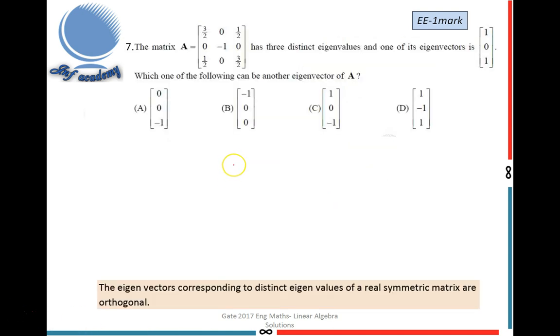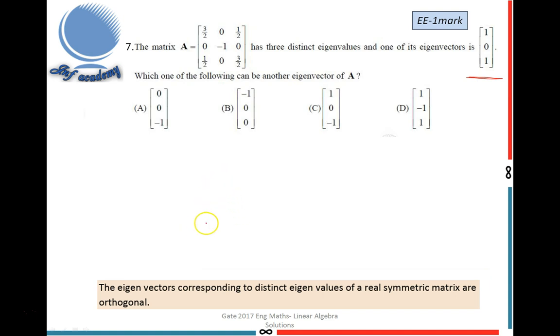Now let's move on to the seventh problem. The 3 by 3 matrix A equal to 3 by 2, 0, 1 by 2, 0, minus 1, 0, 1 by 2, 0, 3 by 2 is given. A has three distinct eigenvalues and one of its eigenvectors is this one. Which one of the following can be another eigenvector of A? This question is from the EE department. It has 1 mark.